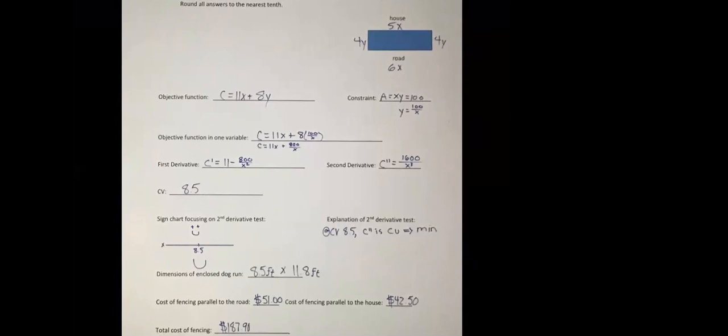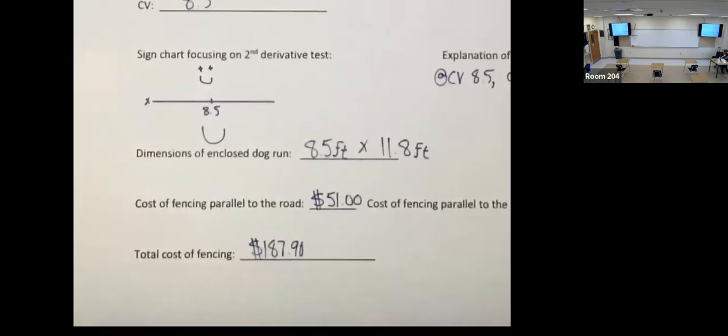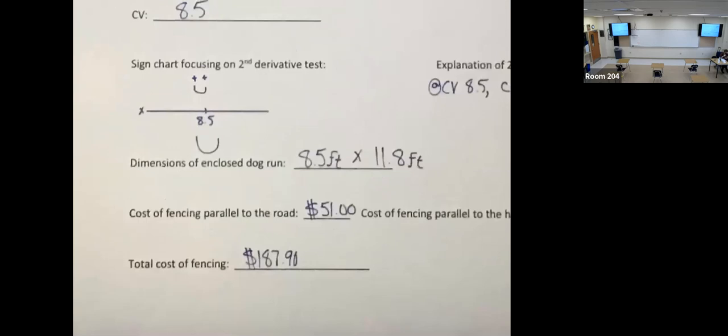It would be the same. It would be 8.5 times 5x instead. And so to get the total, take those two values, and you also need to say 8 times the 11.8. And when you add all four of those things together, you should be getting 187.90. Okay, so David, how do you feel about that problem?